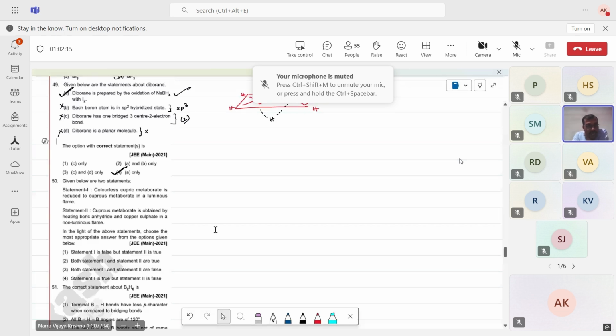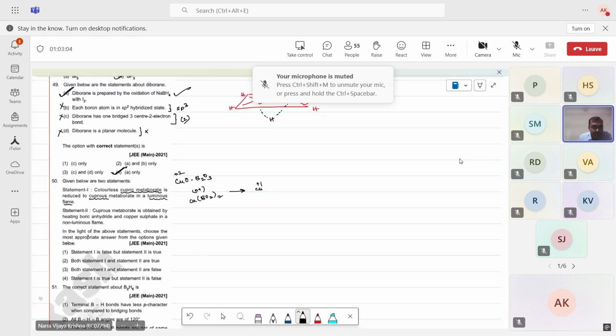Question number 50. Colorless cupric metaborate. What is the formula of cupric metaborate? Cupric means copper is in +2 state. Can I write CuO, B2O3 with glassy bead? Or I can write this as Cu(BO2)2. Now this is reduced to cuprous metaborate in a luminous flame. Copper should convert from +2 to +1.